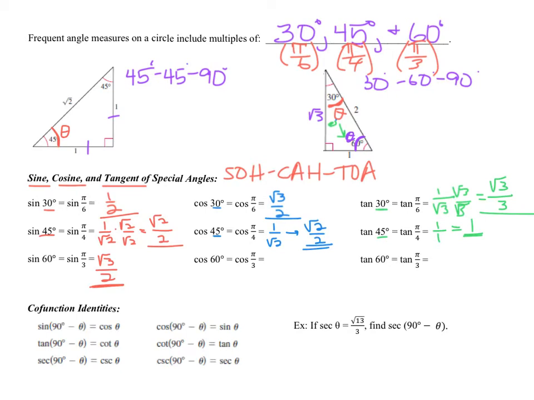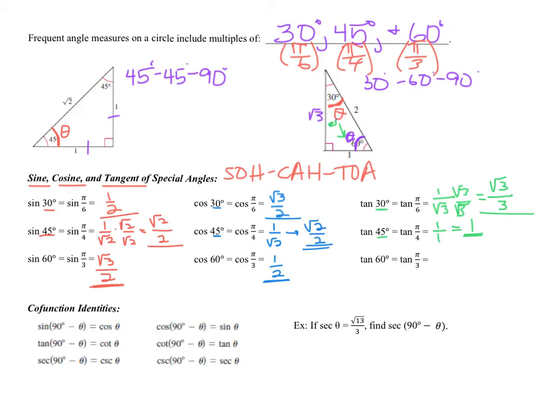Cosine at 60 degrees is adjacent over hypotenuse. Remember, the adjacent side connects the angle to the right angle, so that's just going to be 1 divided by the hypotenuse, 2. So notice the flip-flop from 30 to 60.